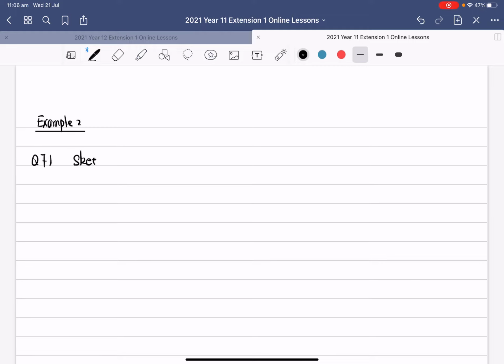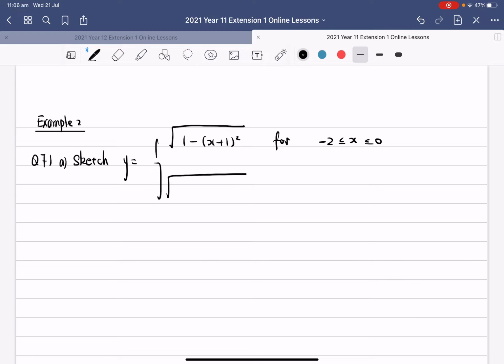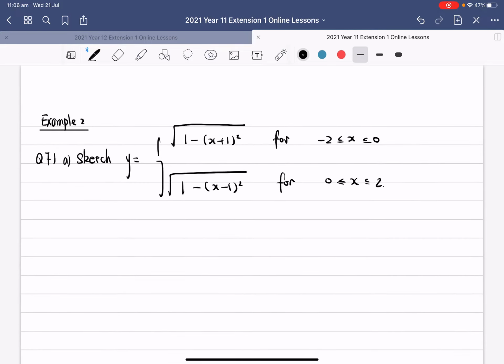So the question asks you to actually sketch the first part of the question. Sketch y equals, it's a piecewise function, so you've got the first one, the square root of 1 minus (x plus 1) squared, for x between negative 2 and 0, and then it's equal to the square root of 1 minus (x minus 1) squared for x between 0 and 2. So sketch the function, and then the question asks you to describe the situation at x equals 0.